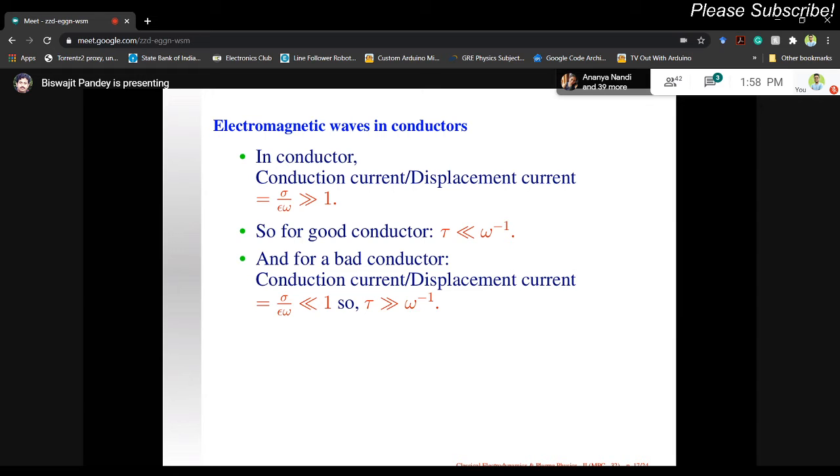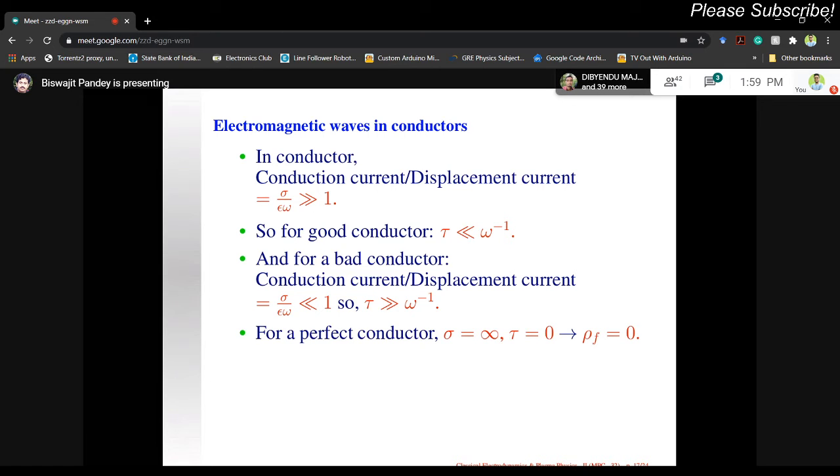So omega inverse is a time associated with the variation of the amplitude of the electromagnetic signal, or the electric field here. Naturally, if the time period of dissipation of the free charge density is very large as compared to the characteristic time of the wave, then it is called a bad conductor. So just remember the definition. This is the criterion for a good conductor, and this is the criterion for a bad conductor. It is entirely based on these two things: the ratio of conduction current and displacement current, and the relaxation time. Fine. Okay, so now let's move ahead.